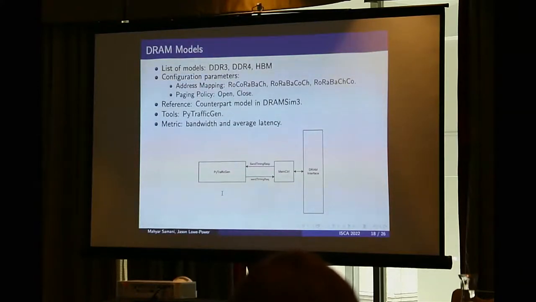So we focused on DDR3, DDR4, and HBM. Gem5 allows you to configure different models, and the two parameters that we chose to configure were address mapping and paging policy. As a reference, as I said, we use DRAMSim3, and the tool that will give us that defined behavior here is PyTrafficGen. We use bandwidth and average latency for comparison between DRAMSim3 and Gem5.